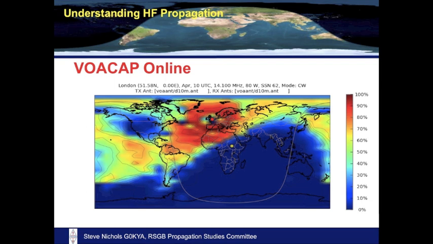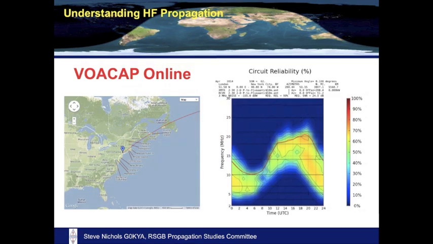And so if you know you want to talk to somebody in, say, Brazil, you can actually use VOACAP Online to work out the best band and the best time to actually make your contact. VOACAP Online will also let you do point-to-point calculations. So in this case, what we've done is we put one pointer on the UK, we put the other marker on New York, and it's given us a chart like this.